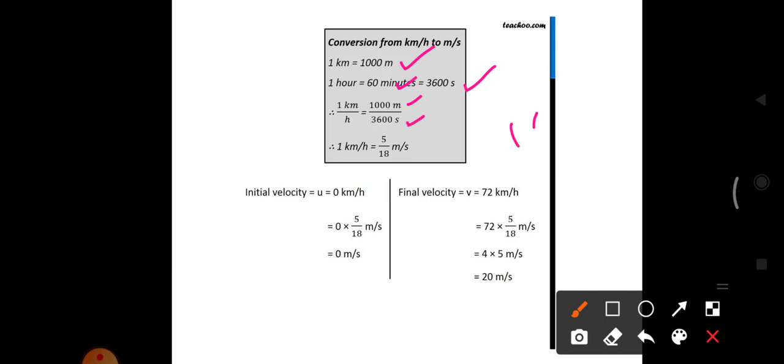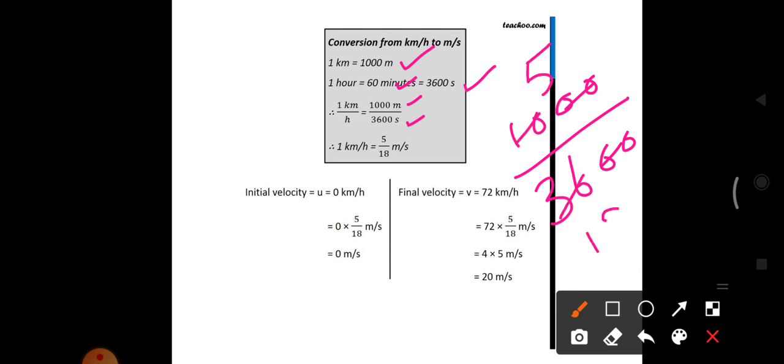When I divide 1000 by 3600, the zeros are cancelled. 5 2s are 10, 18 2s are 36. So 5 by 18, the unit is meter per second. So 1 kilometer per hour is equal to 5 by 18 meter per second.